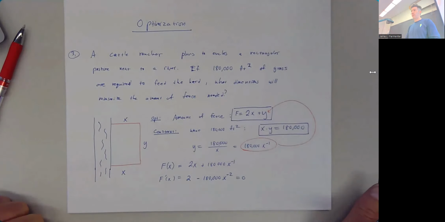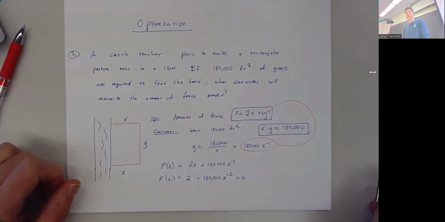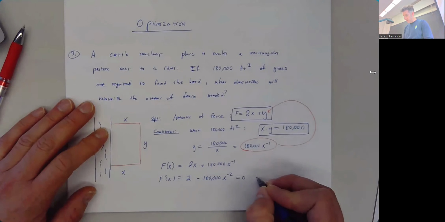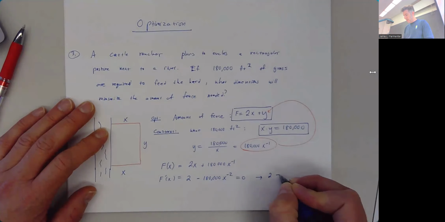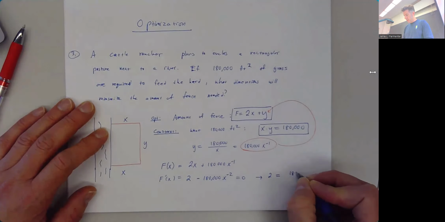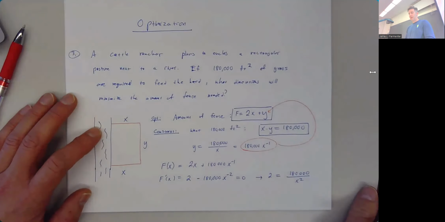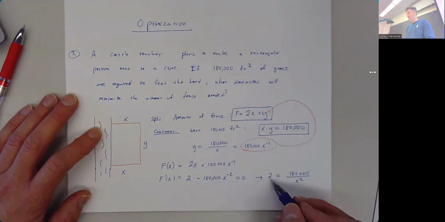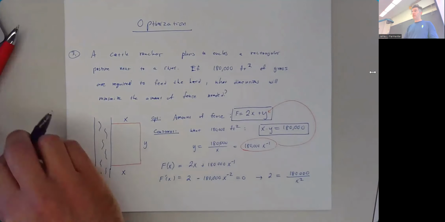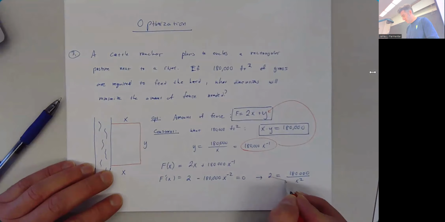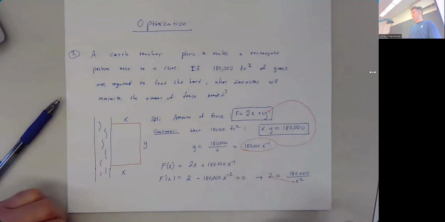And then we're going to solve for x. So I'm going to try and make the math a little easier on myself here. I'm going to rewrite this as 2 equal to 180,000, but instead of times x to the negative second, I'm going to write divided by x squared. And then I'm going to multiply both sides by x squared and divide both sides. I'm essentially going to switch the 2 and the x squared. Right? Multiply both sides by x squared, divide both sides by 2.